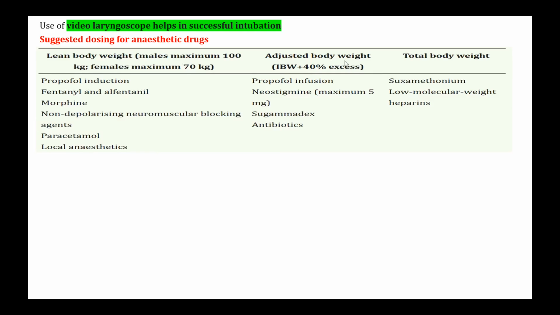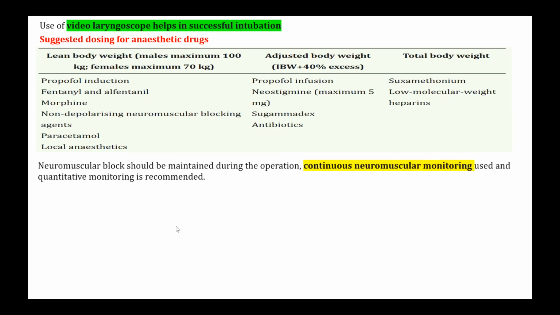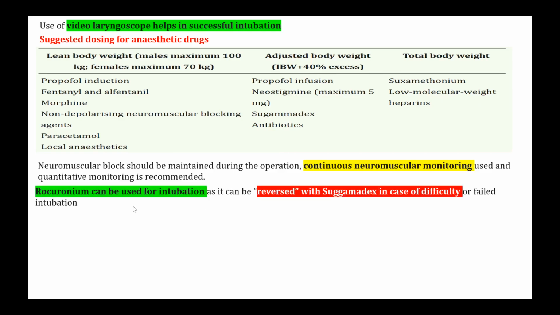Adjusted body weight, which is nothing but ideal body weight plus 40% excess, is used for infusion of propofol or neostigmine, sugammadex, and antibiotics. And total body weight for suxamethonium and low molecular weight heparins. And neuromuscular block should be maintained during the intraoperative period. So continuous neuromuscular monitoring is useful to maintain the adequacy of blockade.